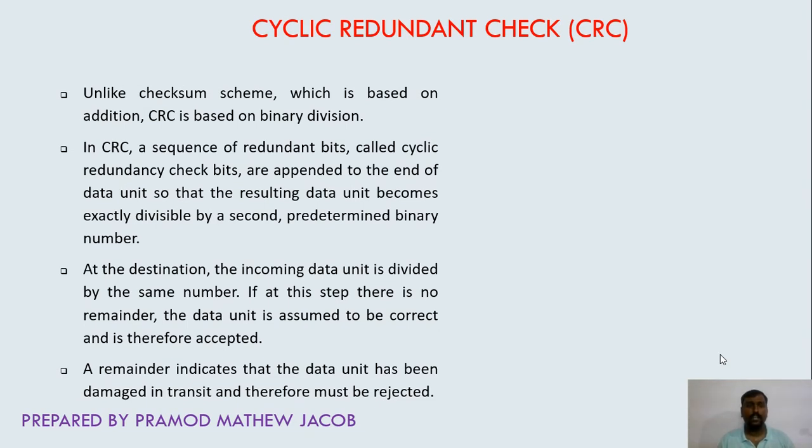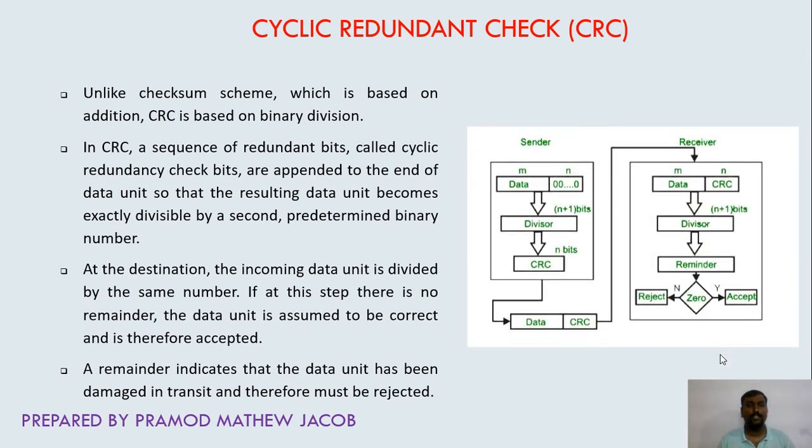In CRC, a sequence of redundant bits called cyclic redundancy check bits are appended to the end of the data unit so that the resulting data unit becomes exactly divisible by a second predetermined binary number. At the destination side, the incoming data unit is divided by the same number. If at this step there is no remainder, then it is assumed that the data is received correctly. If there is a remainder, then we will reject the data and ask for retransmitting.